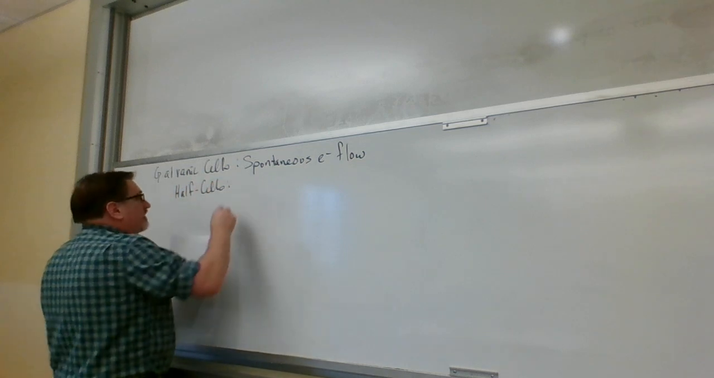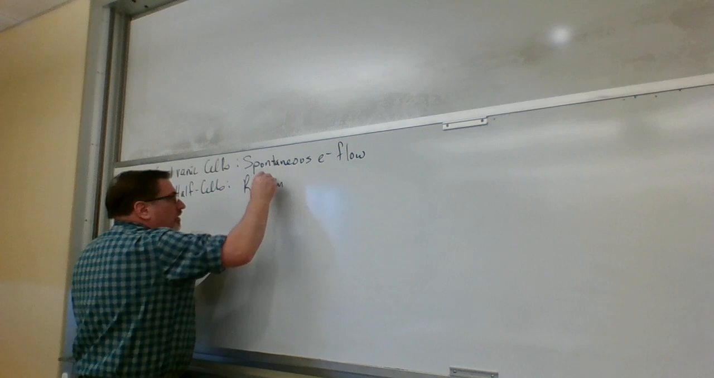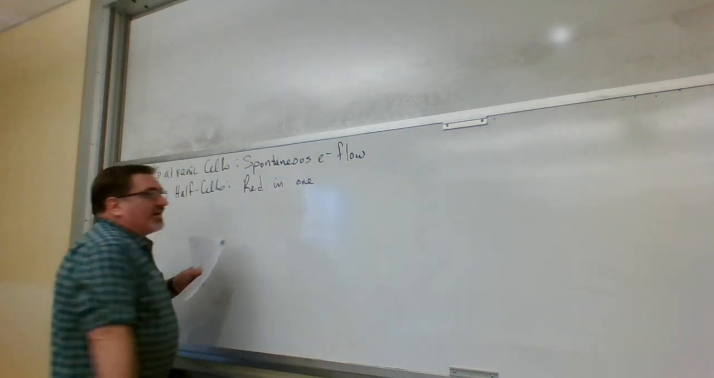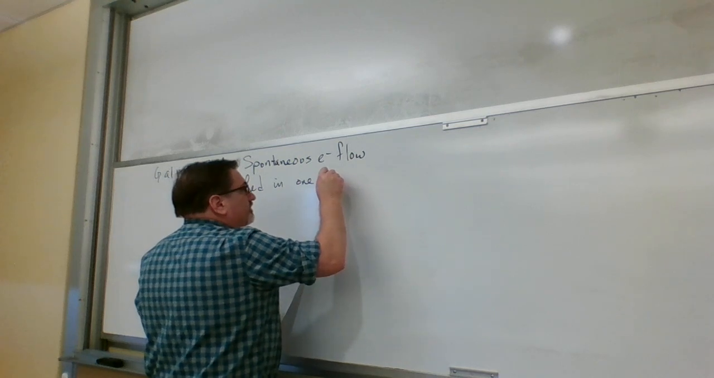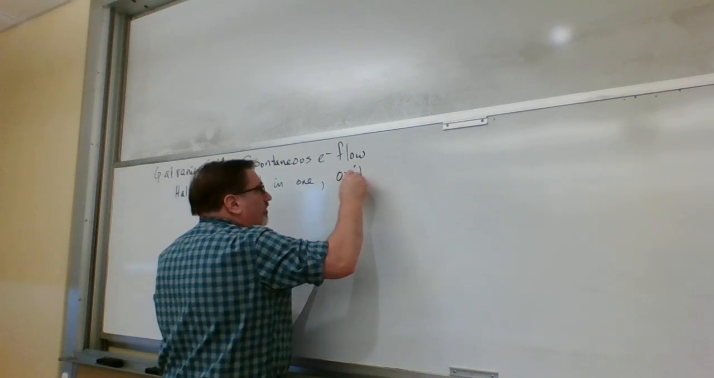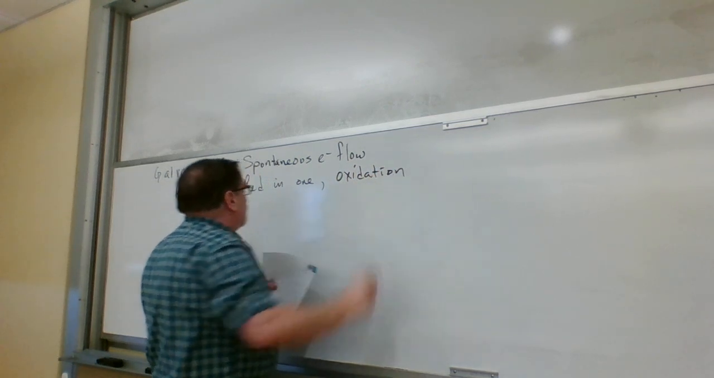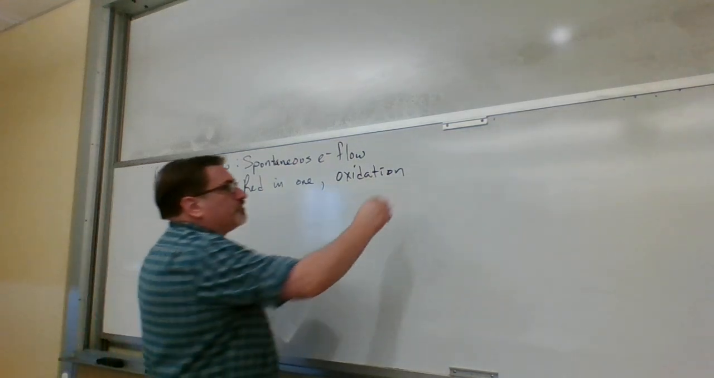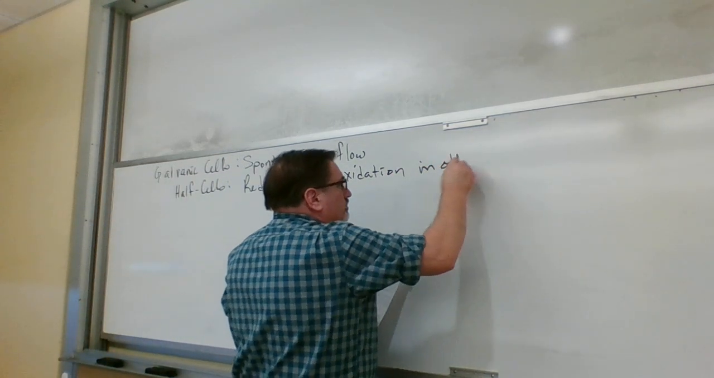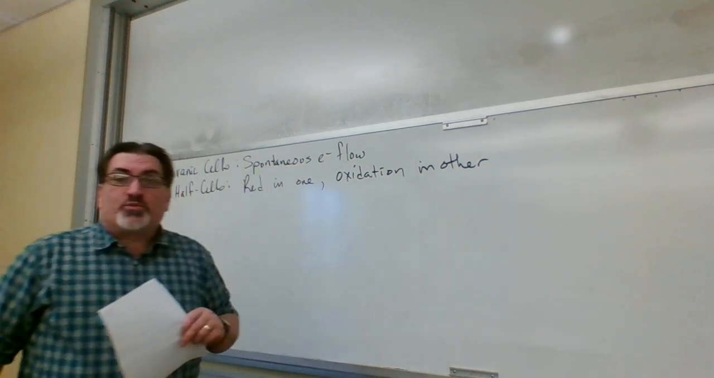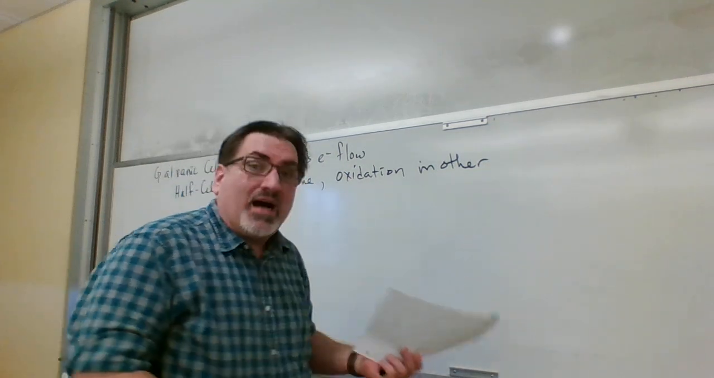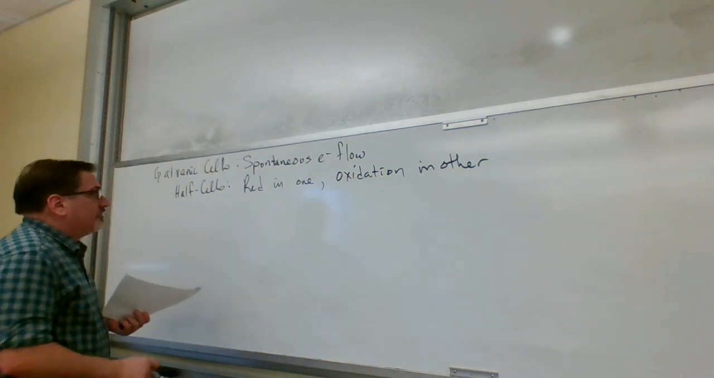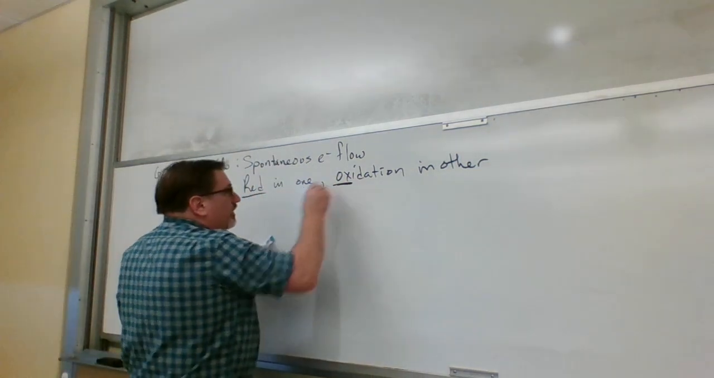And in those half cells, reduction occurs in one of them, and oxidation occurs in the other. You're going to hear me use the terms red and ox a lot for reduction and oxidation. A redox process: red and ox.